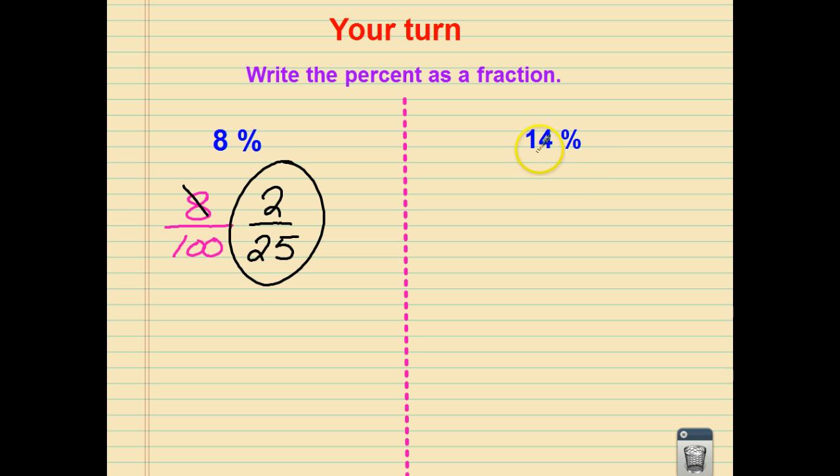Okay, the next one says 14%, which is 14 per 100. And again, thinking of a number, they're both even. I know that 2 works. Let's go with 2. So 2 goes into 14 7 times, and 2 goes into 100 50 times. And then make sure that 7 over 50 is reduced. And we know that it is. The only number that goes into both of them would be a 1, and we are simplified.